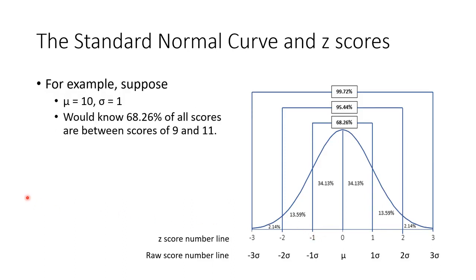So let's just suppose that you have a population with a mean of 10 and a standard deviation of 1. If you know the 68, 95, 99 rule, you would be able to tell that 68.26% of all scores are going to be between 9 and 11, because the standard deviation is 1 and the mean of the population was 10. So one standard deviation step down would be 9, one standard deviation step up would be 11. So that means that 68% of all possible scores are between 9 and 11.